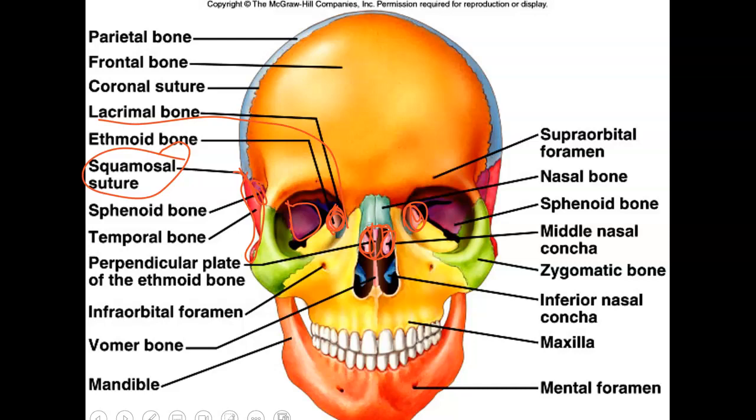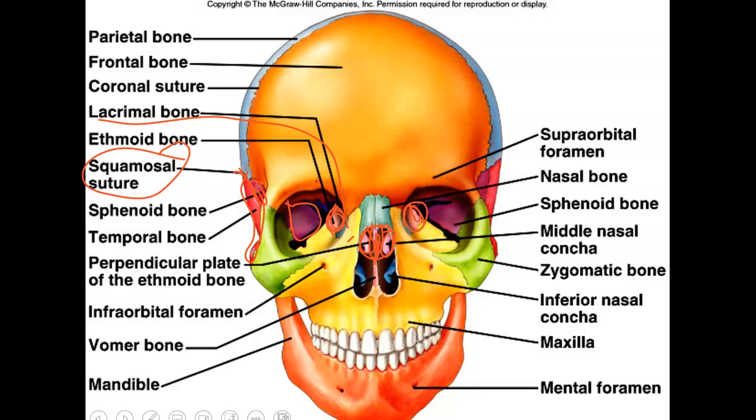So for the ethmoid in the eye, when it's coming down from the top, which is this one here, that's the perpendicular plate of the ethmoid. If it's the 2 side pieces, here and here, it's going to be the middle nasal concha. You do have superior, but it's further up and you can't see it.